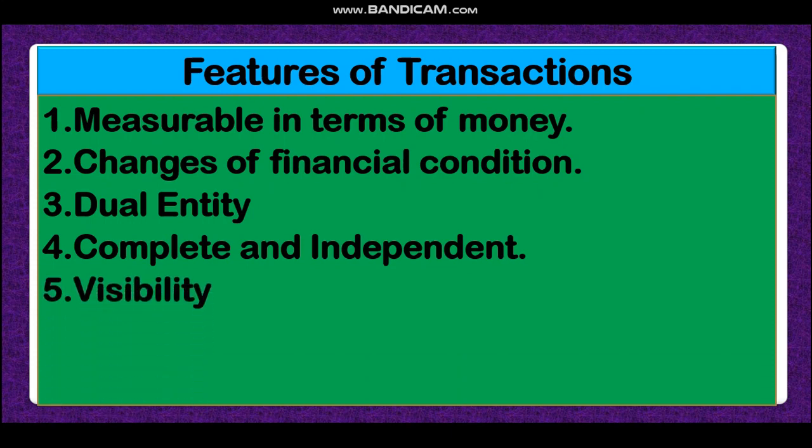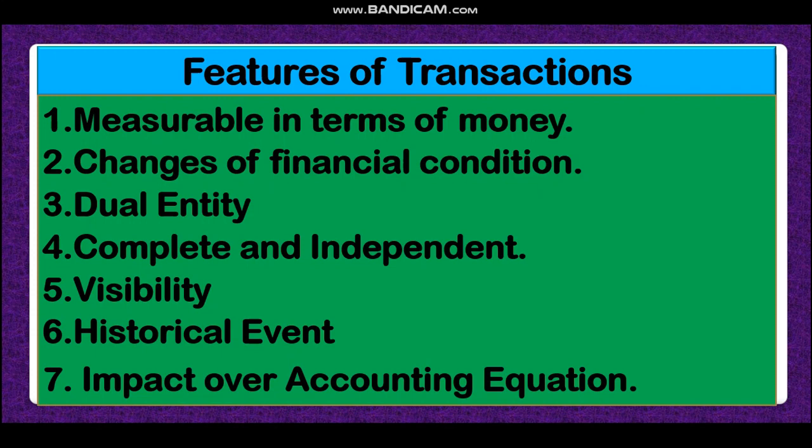Dear student, visibility. A transaction may be visible, may be invisible. Some transactions we can see, some transactions we cannot see, but both are transactions. Historical event. If any historical event, any previous event, changes the financial condition, that also is a transaction. And lastly, impact over the accounting equation. Each and every transaction will change the accounting equation. I will discuss later in this lecture what the accounting equation is.